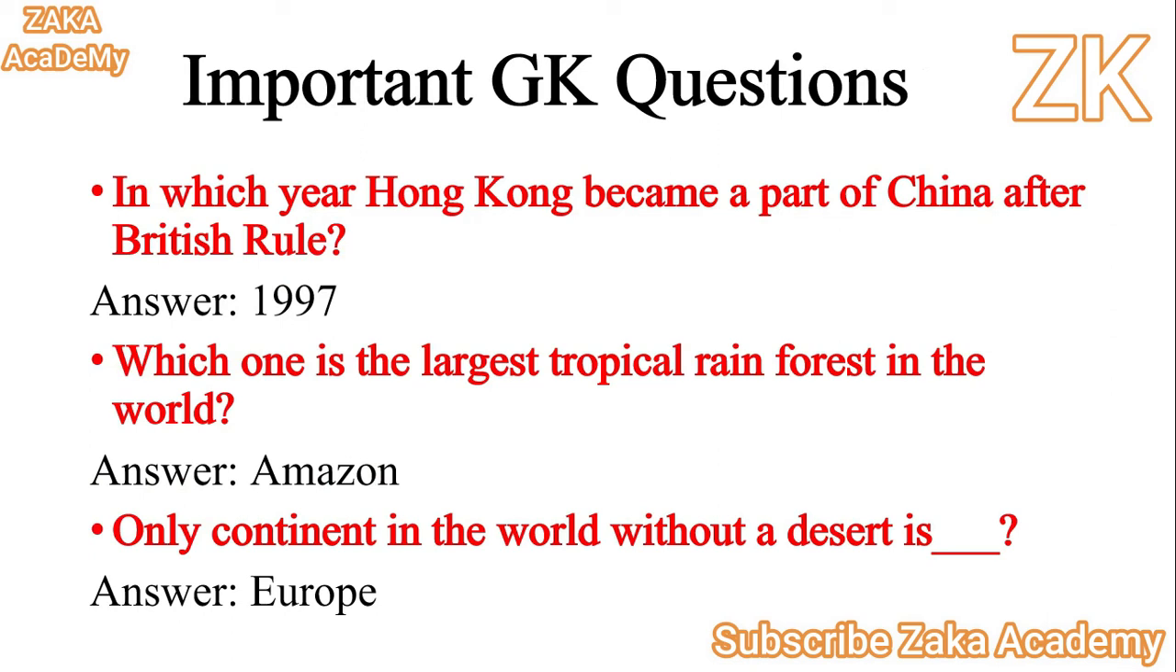Another MCQ is, in which year Hong Kong became a part of China after British rule? In 1997, Hong Kong became a part of China after British rule. Another MCQ is, which one is the largest tropical rainforest in the world? Amazon is the largest tropical rainforest in the world. Another MCQ is, only continent in the world without a desert is? Europe is the continent where no desert is found.